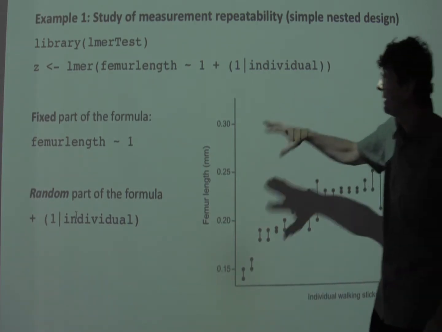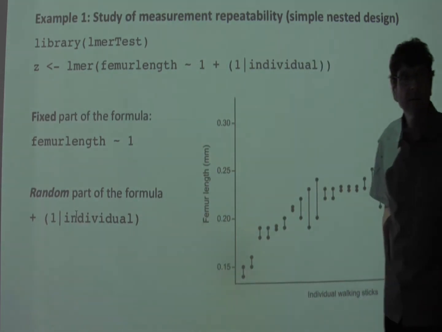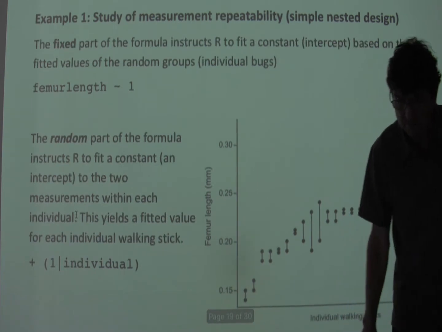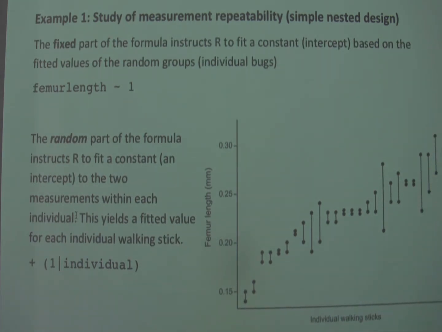Yeah, so the formula itself has a fixed part and a random part. Other than that, it's just like any old linear model. The fixed part of the formula tells R to fit a constant to the data, estimate the grand mean, based on the fitted values of the random groups, the individual bugs. And then the random part of the formula instructs R to fit a constant, an intercept, to the two measurements within each individual. And so this yields a fitted value for every individual walking stick.